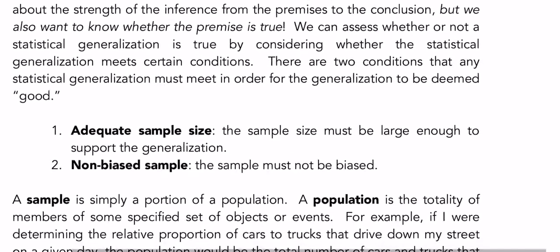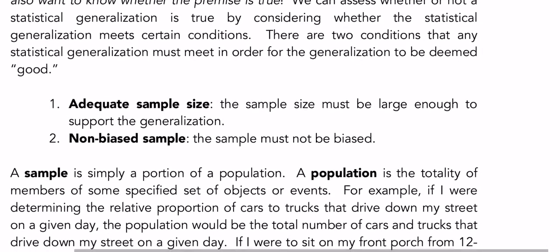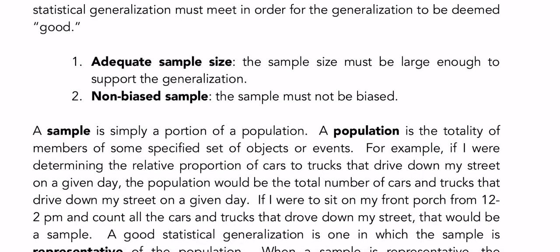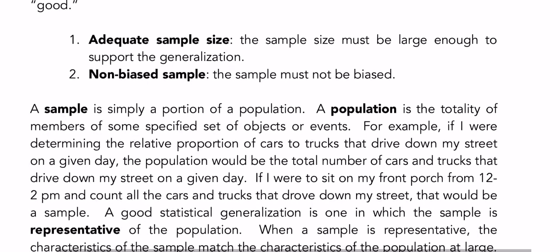This partial generalization can be of two types. One is called adequate sample size and the other is called non-biased sample. First of all, we will define what a sample is. A sample is simply a portion of a population about which we are going to discuss something, meaning the collection of data from which we are deriving some conclusion.